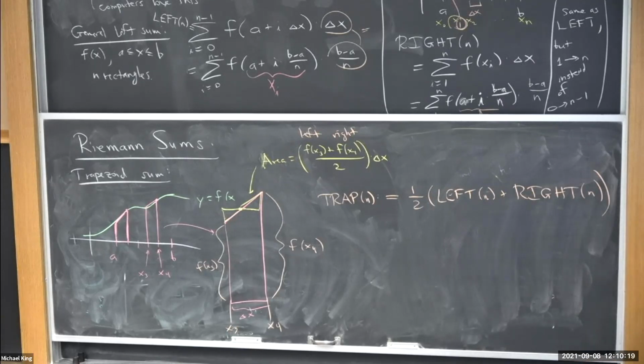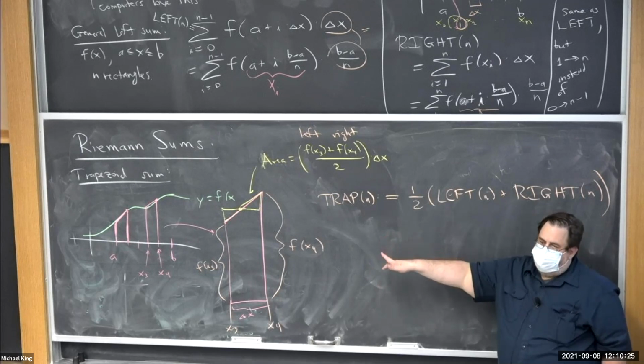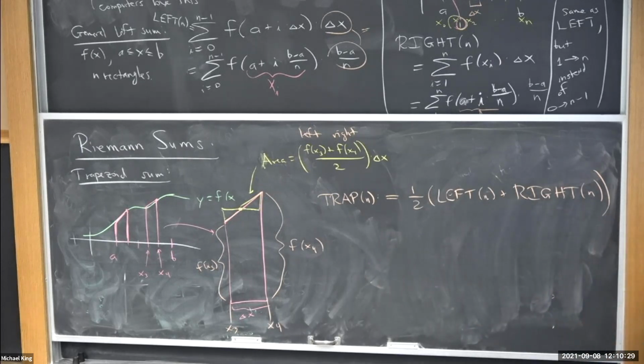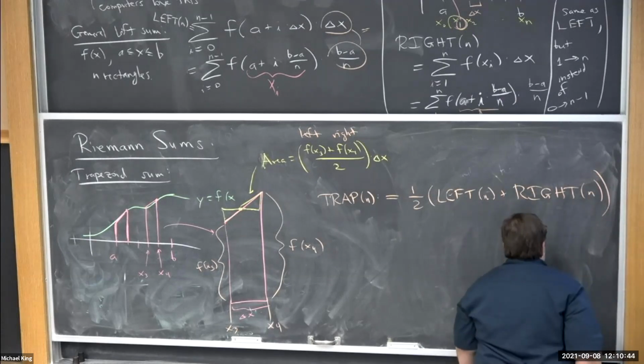So that's nice. It turns out that the average of the left and right sum actually gives you a better approximation usually. Not always, but usually. Well, actually, probably pretty much always, but that's considered a better approximation. And then, any questions about that trapezoid sum? I mean, that's kind of quick.